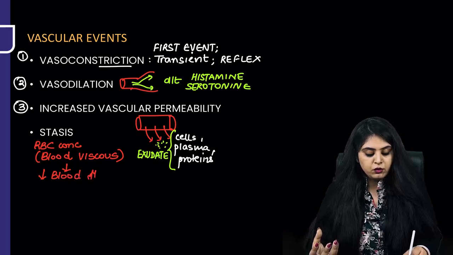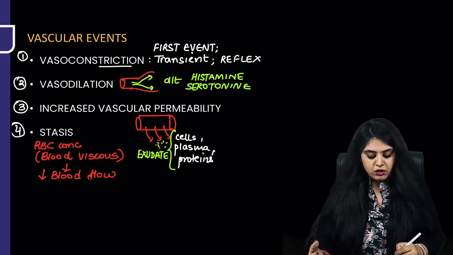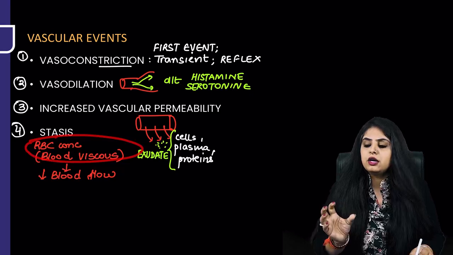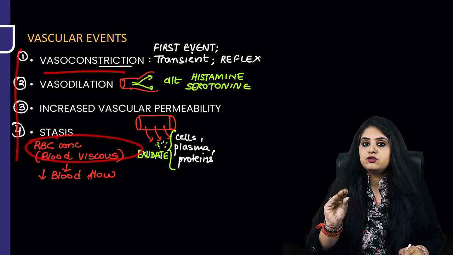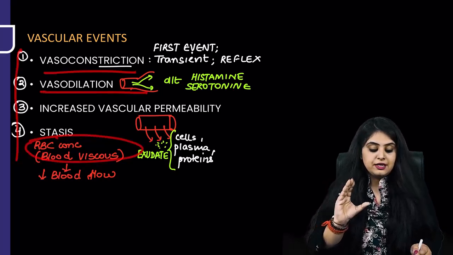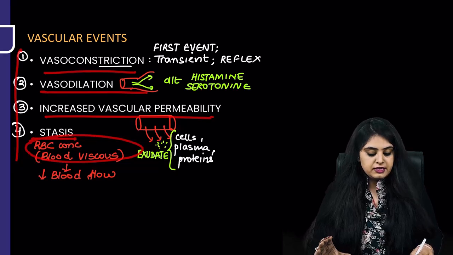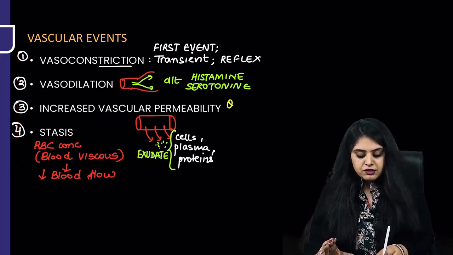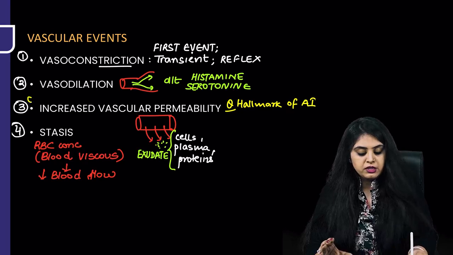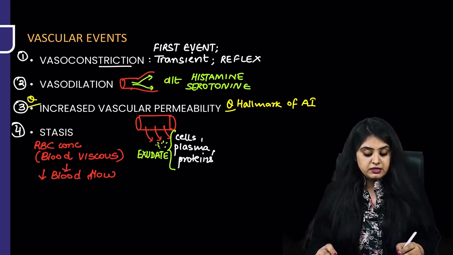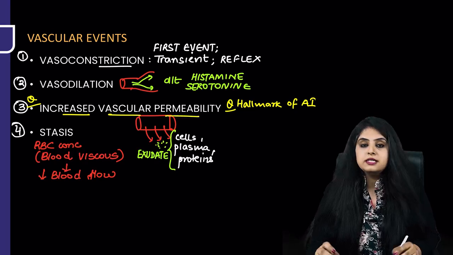And what is that slowing of blood flow known as? Step number 4, that is stasis. Because the RBCs are so concentrated, now the blood is moving very slowly. These are the 4 events: vasoconstriction, then vasodilation, then increased vascular permeability, and then stasis. Out of these, if you get a question which is the most important hallmark event of acute inflammation, it is going to be increased vascular permeability. So exactly what you have to read in detail.